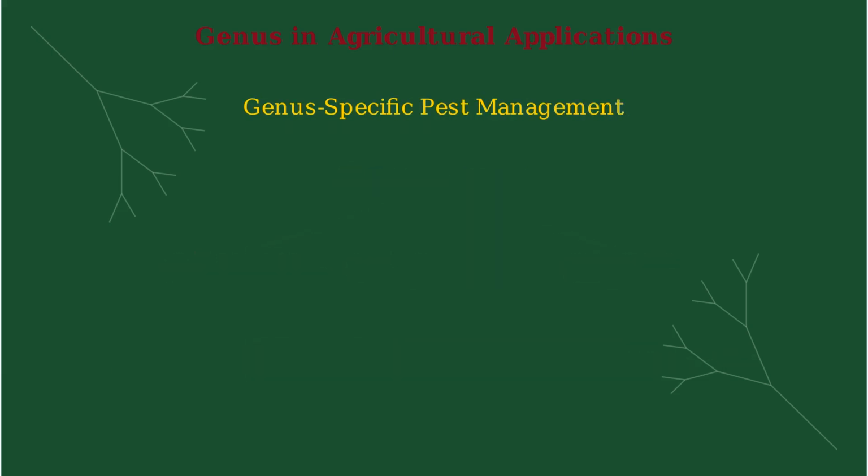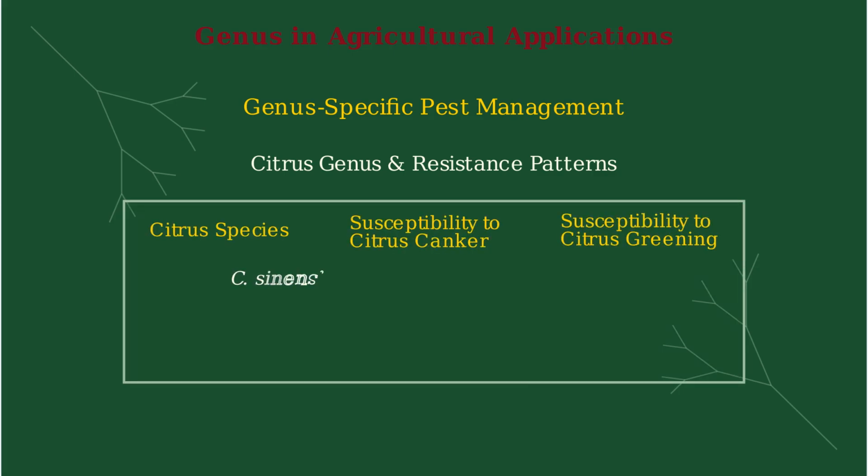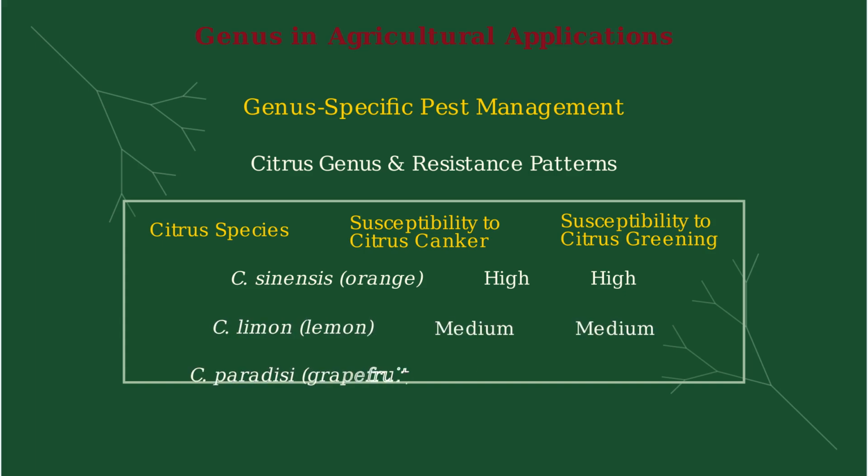Genus-specific pest management takes advantage of common susceptibility patterns within a genus. For example, in the citrus genus, we see shared patterns of susceptibility to diseases like citrus canker and citrus greening.